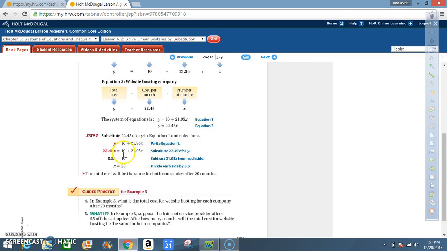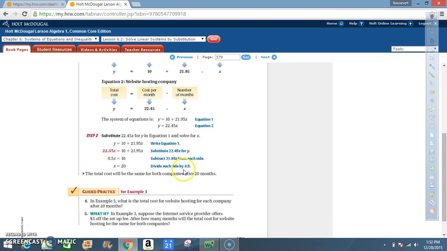Okay, so now we're going to subtract 21.95 from each side. Why? Because we have variables on both sides. And our rule is remove the smaller number. So in this case, that's going to be 21.95 here, negative 21.95 here, negative. Here, 22.45 minus the 21.95. Don't forget there should be x on it. 21.95x. That means that's going to cancel out. I'm left with 10. Now 22.45x minus 21.95x will give me 0.5x.